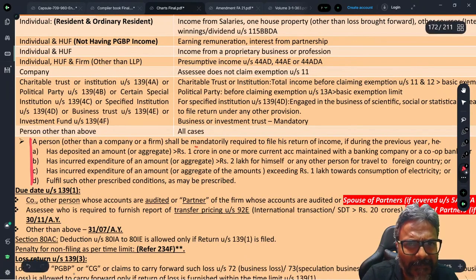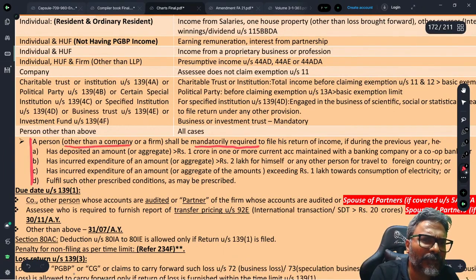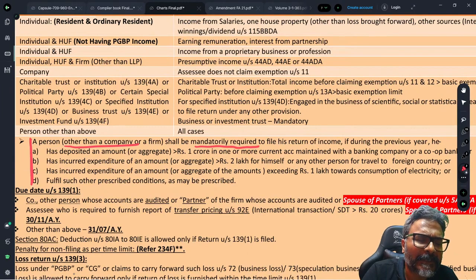Now, even if supposedly the individual and HUF, for company and the firm, they are always obligated to file the ROI. But let's look at the individual and the HUF, or the AOP or BOI, or the artificial juridical person, for whom the obligation to file the ROI will arise only if the GTI, before applying the exemption of 54 series, has exceeded the basic exemption limit.